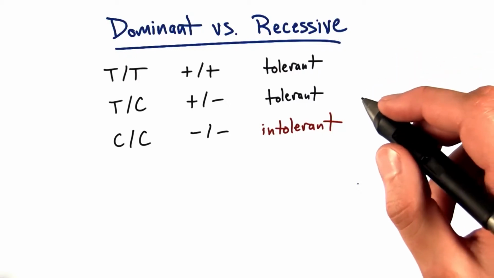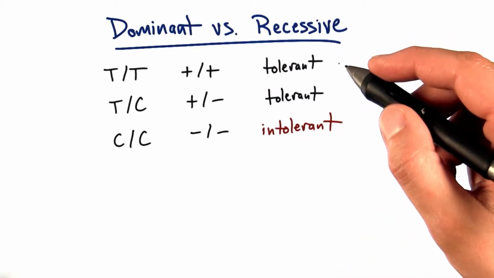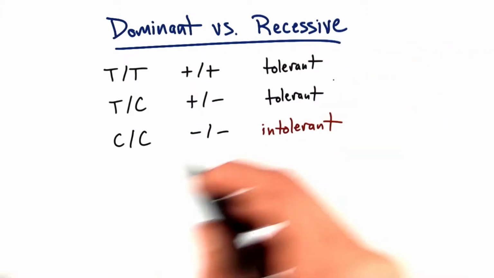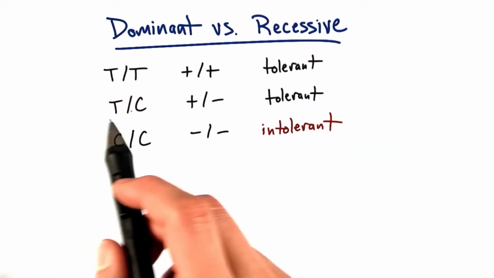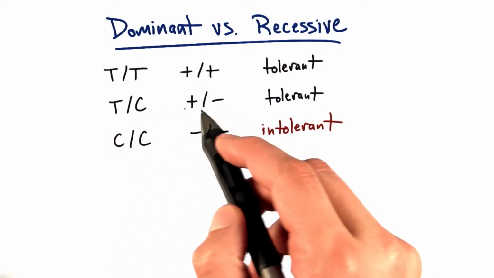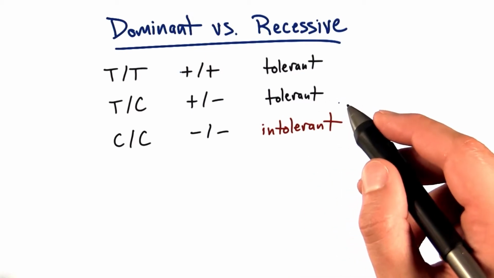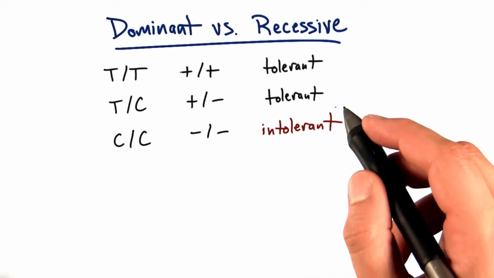In the case of lactase persistence, one allele has an effect, the T allele, even when there's only one copy. So if you're homozygous thymine or heterozygous thymine cytosine, as long as you have one of these thymine alleles, the plus alleles, we're going to be lactase persistent, and therefore we're going to be lactose tolerant.